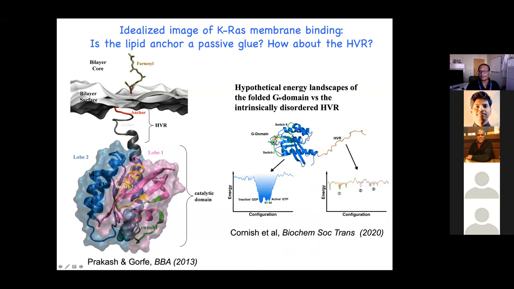And that is in part because not only the catalytic domain has these multiple conformational states, I mentioned already inactive GDP and active GTP states, but the GTP state can also be subdivided into substates S1, S2, and even further. So further studies on this HVR led to the idea that it is disordered, but it has also some residual structural features, 1, 2, 3 here.